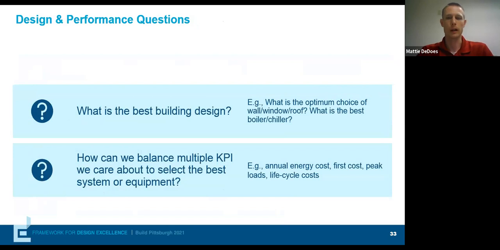So looking at that optimization, we're trying to answer 2 questions. And instead of asking what matters most, like we did early on, in the mid stage we've transitioned to asking what's the best set of options, or what's our best building design. And then, using that optimization tool, how can we balance multiple key performance indicators?